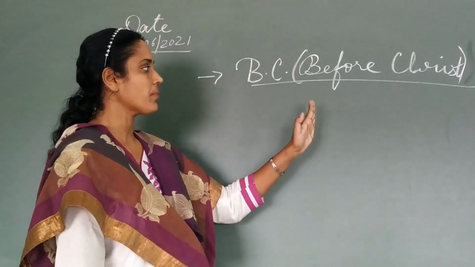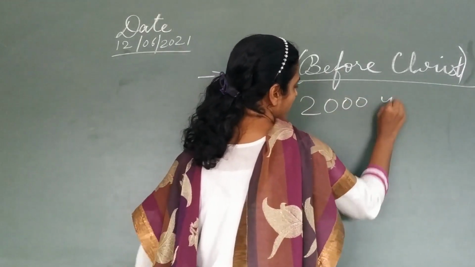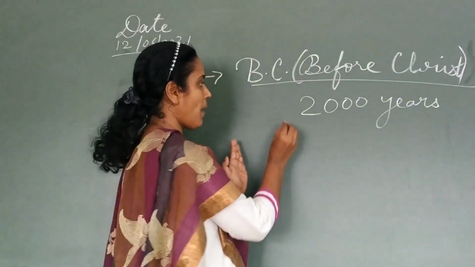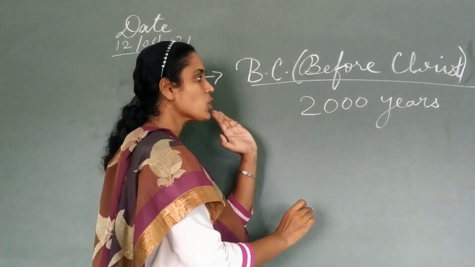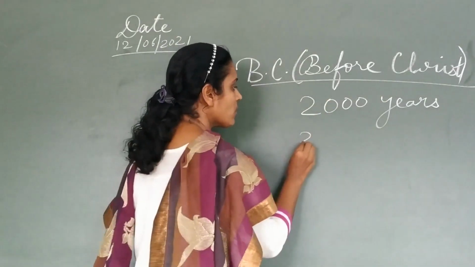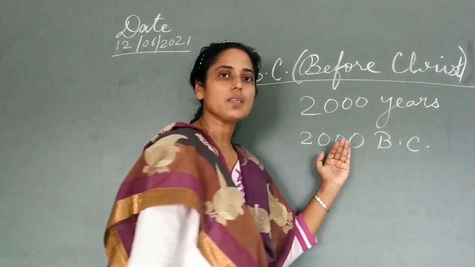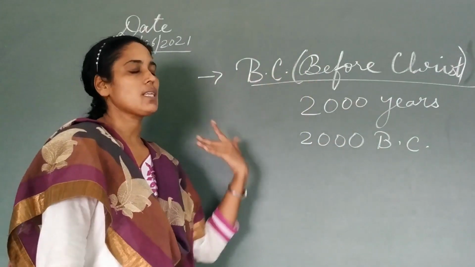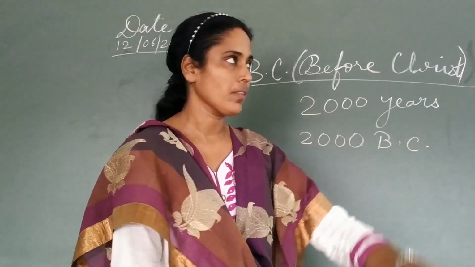That is, suppose something happened 2000 years before the birth of Christ. Some event happened before the birth of Christ. How many years ago? 2000 years ago. So you will categorize this under which topic? 2000 BC. This is the meaning here, okay? Before the birth of Christ, before 2000 years something happened. You will classify that in the category of 2000 BC.